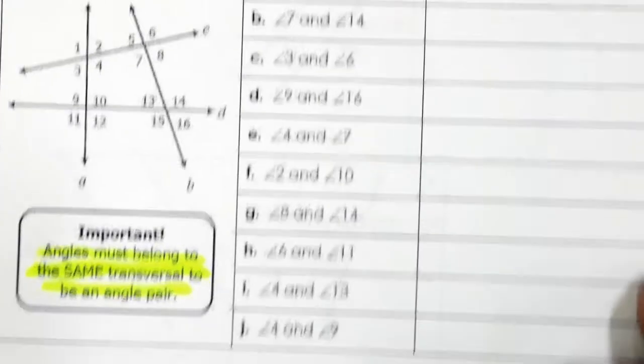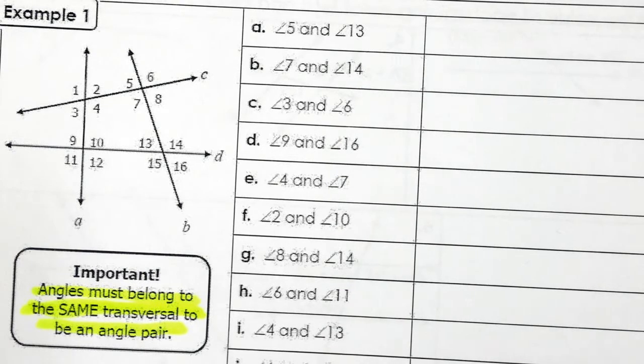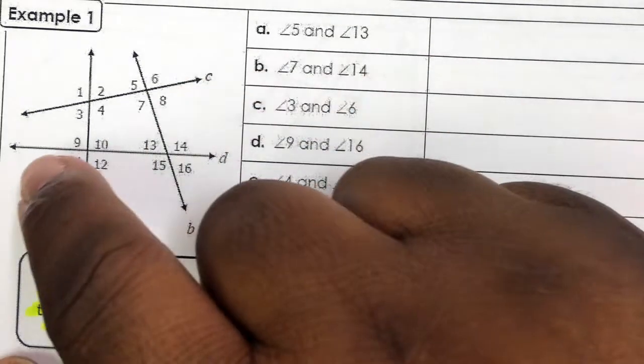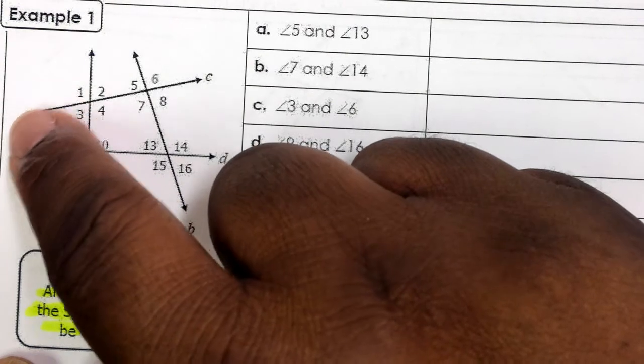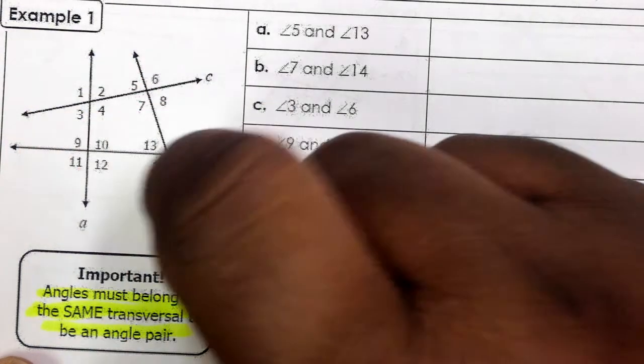Alright. But depending on the way you look at this, and I'm talking to all y'all, you got 4 different transversals here. So say I'm just looking at these numbers over here on this transversal A.